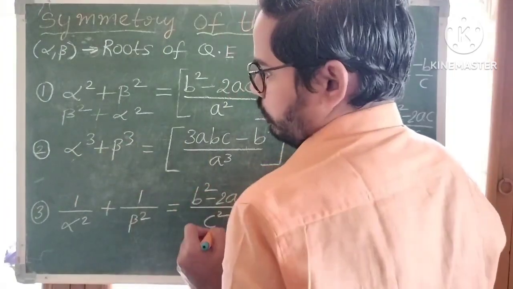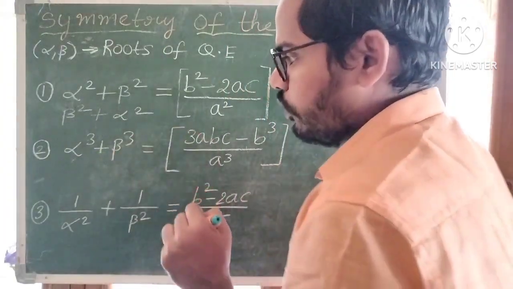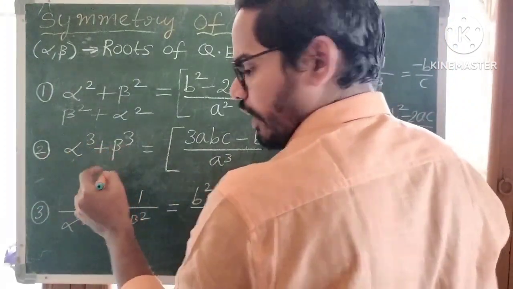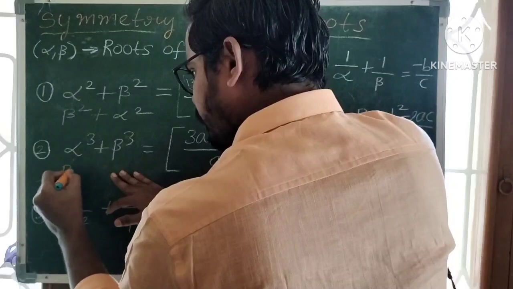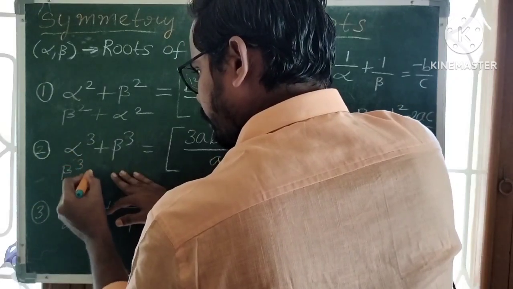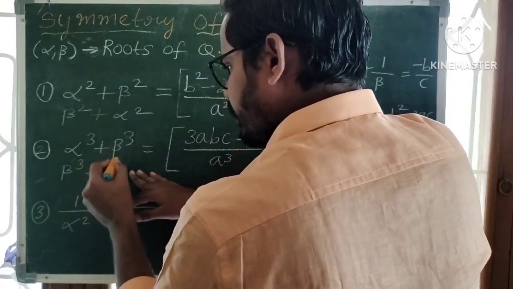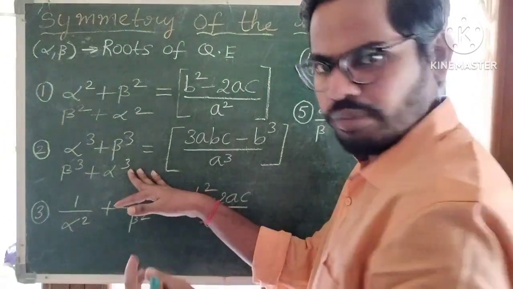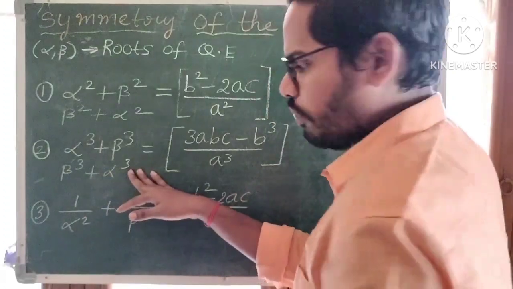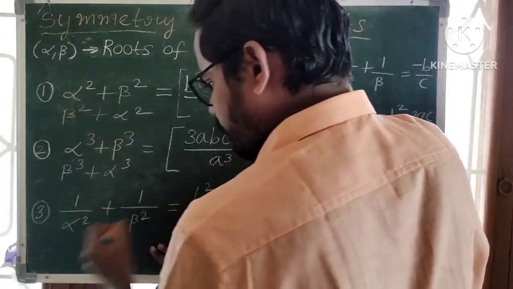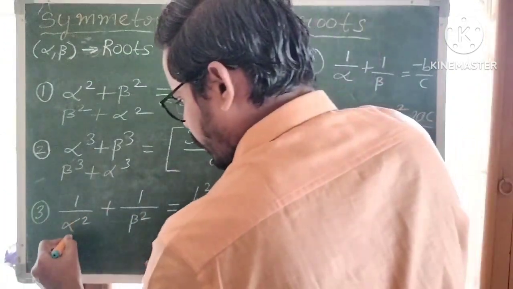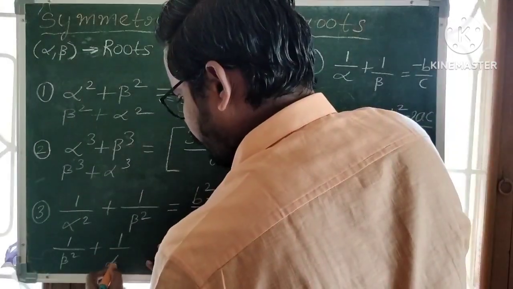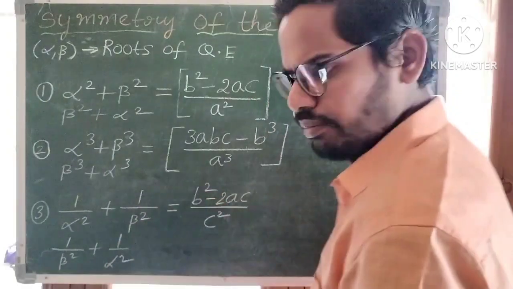Alpha cube plus beta cube is an expression. If we interchange alpha and beta, then this expression remains the same. In place of alpha put beta, beta cube. In place of beta replace alpha, alpha cube. So alpha cube plus beta cube is the same as beta cube plus alpha cube. One more example, 1 by alpha square plus 1 by beta square. Alpha becomes beta, 1 by beta square plus 1 by alpha square. These two expressions are the same.